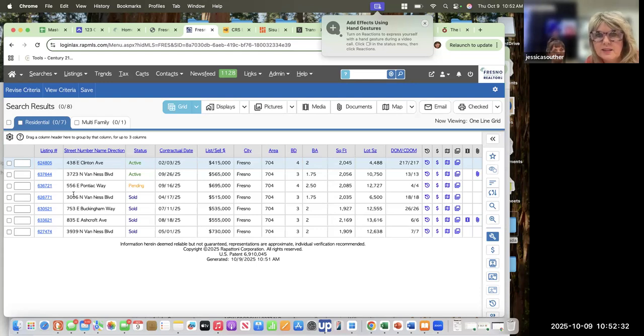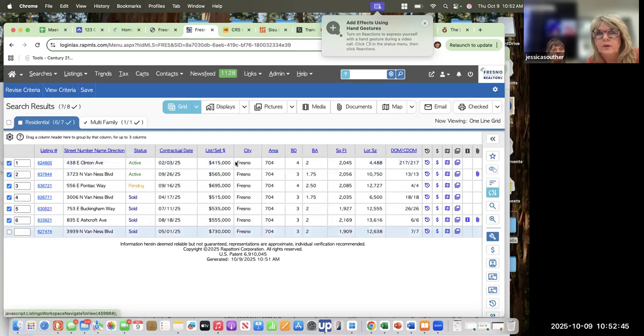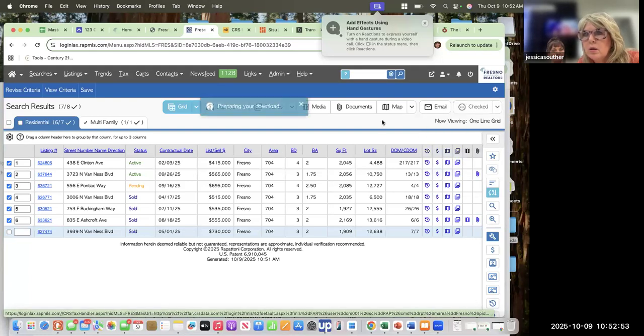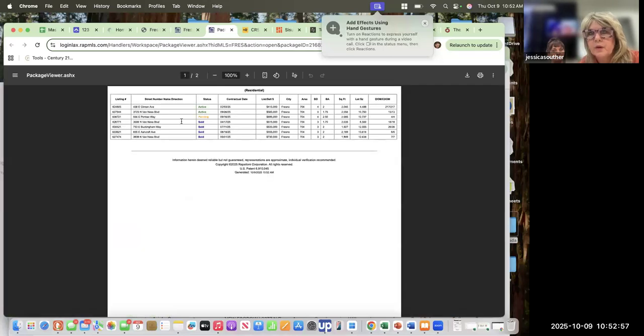But in this one, because this is only 1,900 square feet and it's the highest, I think I'm going to throw that one out. So I'm going to use everything except for this one. And then I think I have to put checked all now. Oh, and it automatically did the CMA for me.